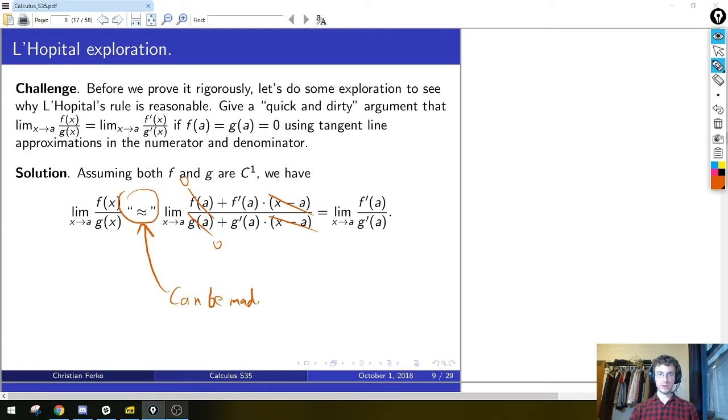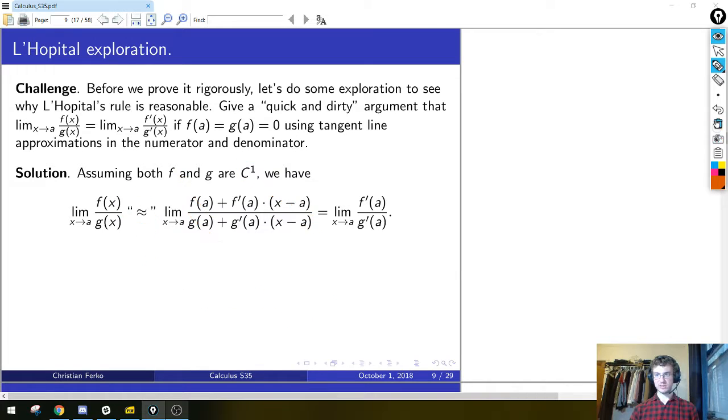We could actually argue that in the limit as x goes to a, the tangent line approximation becomes exact, and we could bound the error, and we could turn this into a proof. But I don't actually want to do that, because the assumptions are too strong.